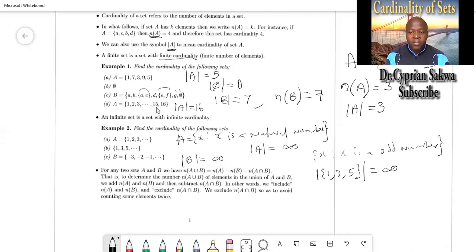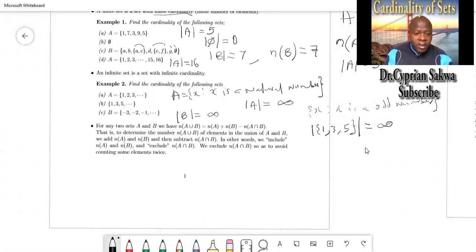So we've looked at examples of finite sets and examples of infinite sets, and we've known what cardinality means: the number of elements in that set. Now, supposing you're given two sets, how do we find the number of elements of those two sets put together, or the number of elements in the union of two sets?